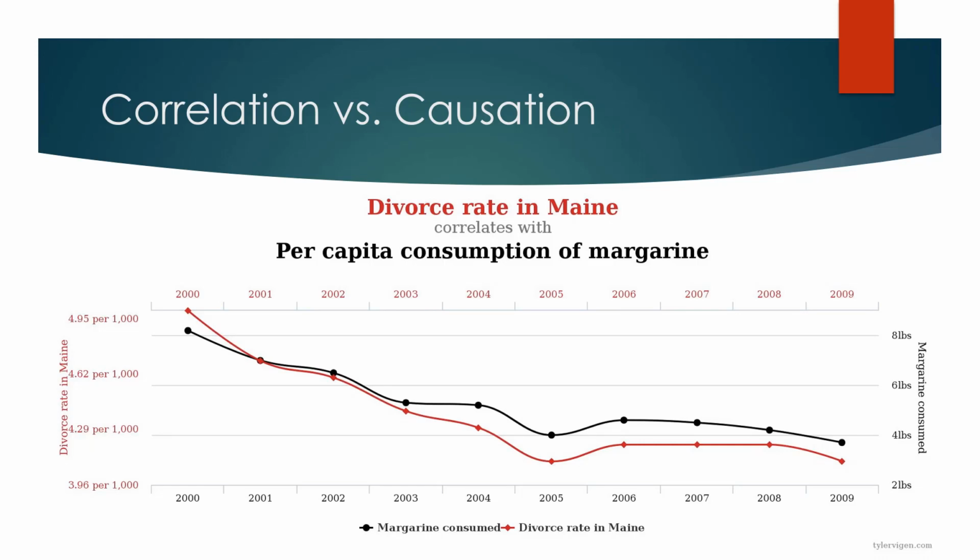Now, we just know that these two things are related. We don't know if one is causing the other. We don't know if people are consuming more margarine and therefore are getting divorced less because they're bonding over fake butter. Or maybe people are going to marriage counseling, not getting divorced and celebrating by eating more margarine. That just sounds ridiculous, right?